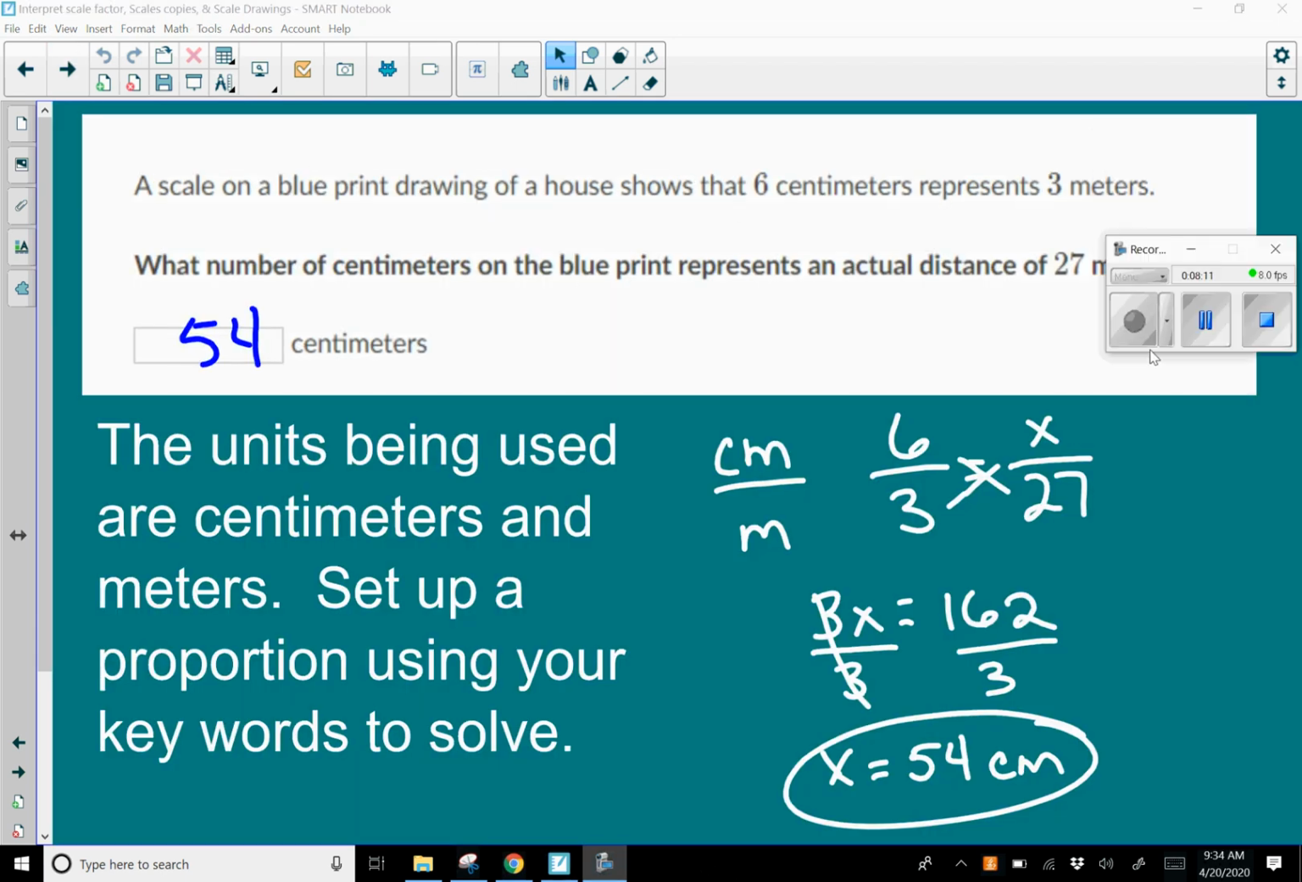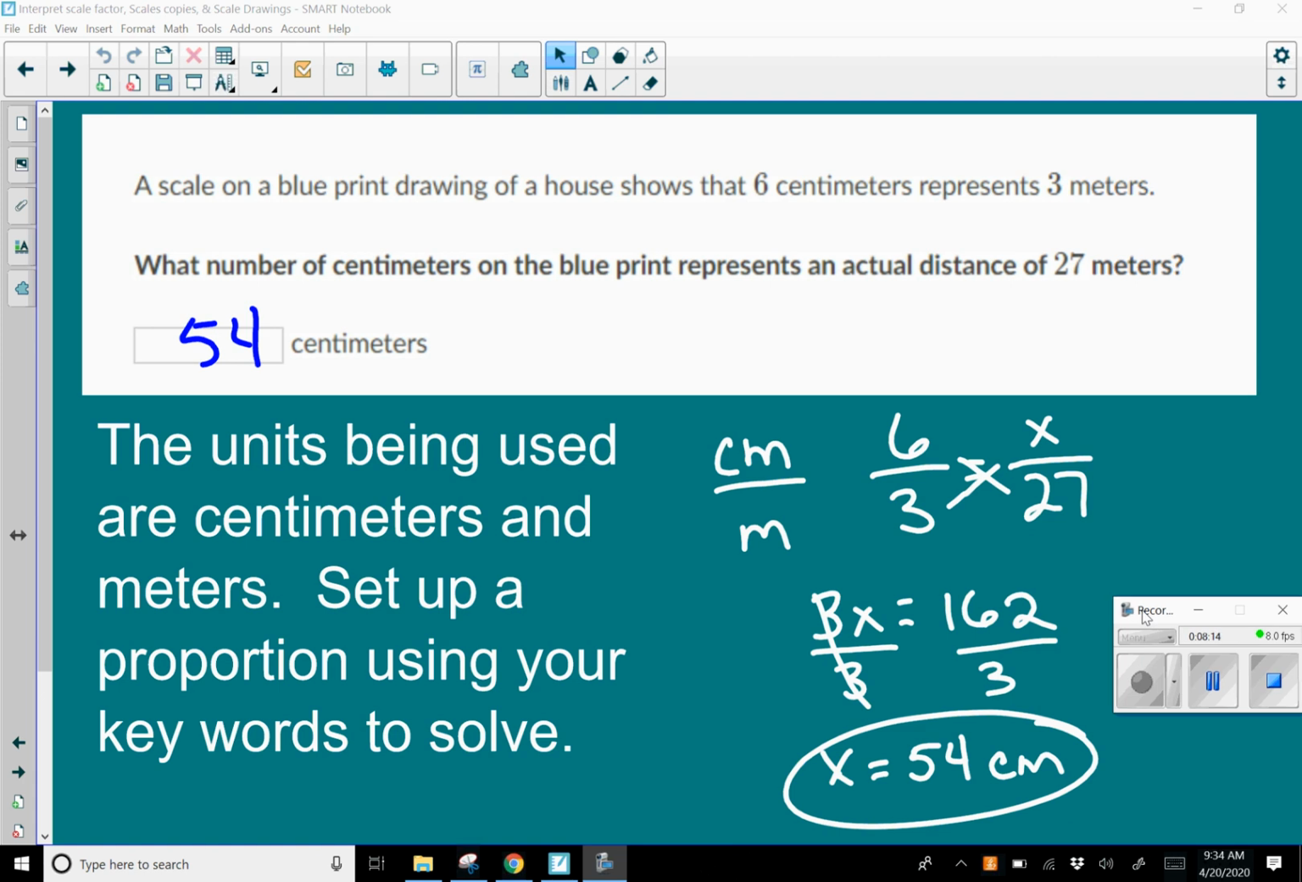Okay, this one says, a scale on a blueprint drawing of a house shows that 6 centimeters represents 3 meters. So right there, that's your scale. What number of centimeters on the blueprint represents an actual distance of 27 meters? So the units being used here are centimeters and meters. Notice I wrote my keywords down, centimeters over meters. So my first ratio is the scale given, 6 over 3, equals, we want to know how many centimeters on the blueprint represents the actual distance of 27 meters.